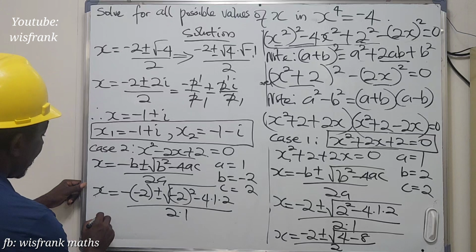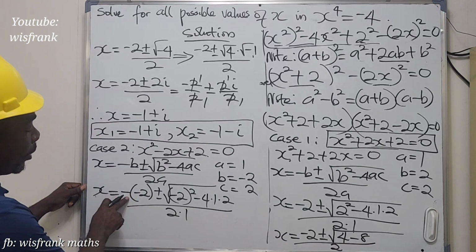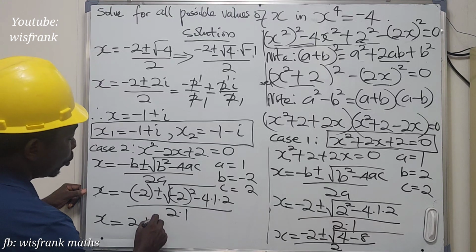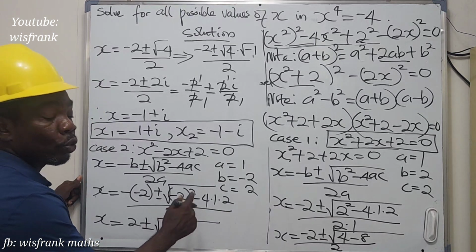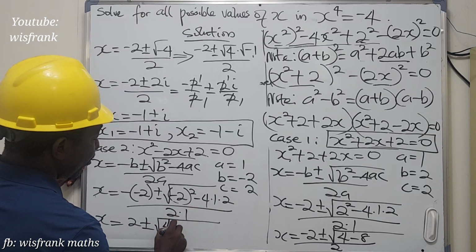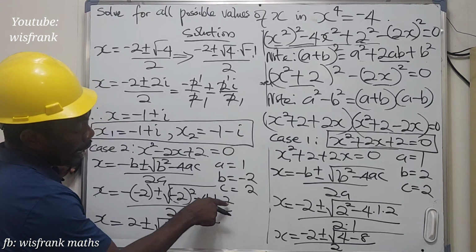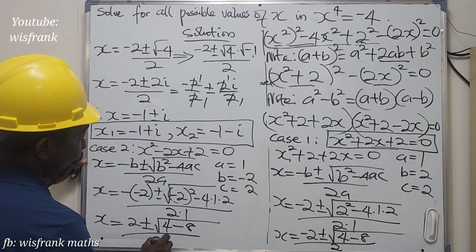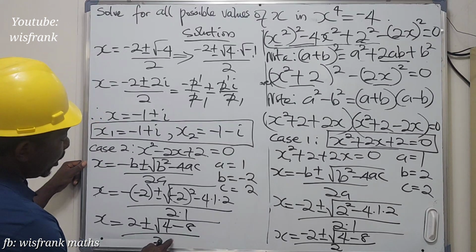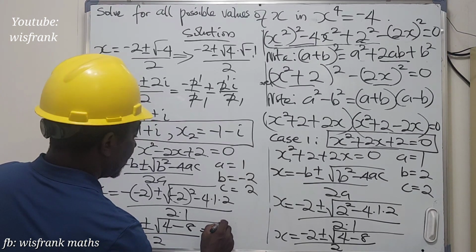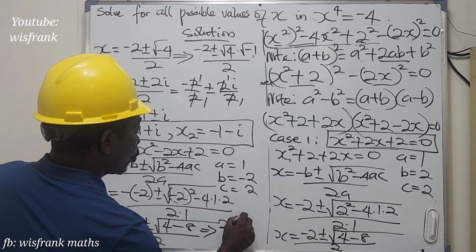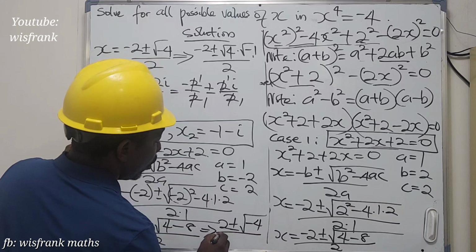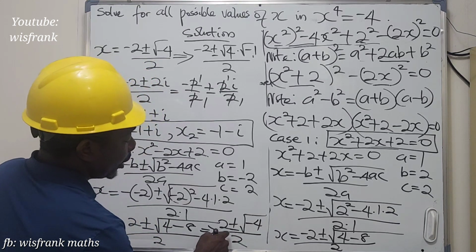So in this case, our value of x equals minus times minus 2, which becomes 2. Then we have plus or minus the square root of minus 2 squared, which is 4, minus 4 times 2, which is minus 8, all over 2 times 1, which is 2. So this will become 2 plus or minus the square root of 4 minus 8, which gives us minus 4, all over 2. So this is what we have.